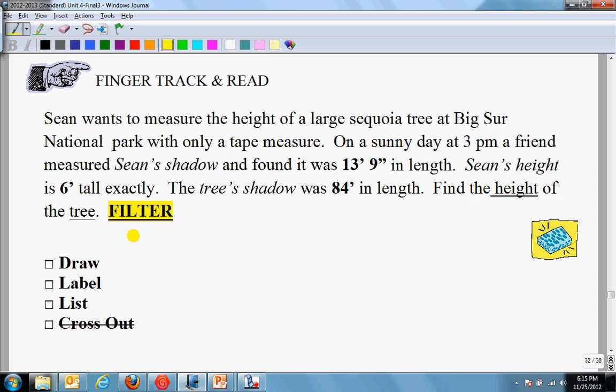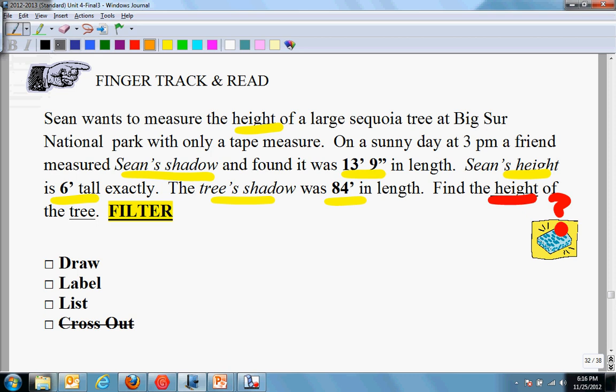Okay, now we're going to filter. Sean wants to measure the height of the tree. That's our unknown. On a sunny day at 3 p.m., Sean's shadow is 13 feet 9 inches. Sean's height is 6 feet. And the tree shadow is 84 feet. Find the height of the tree. That's our question mark. Now, we're going to work on draw, label, list, cross out.